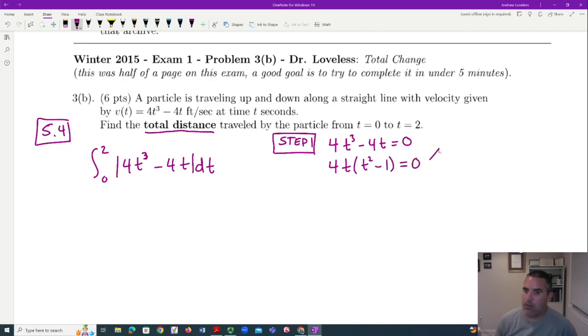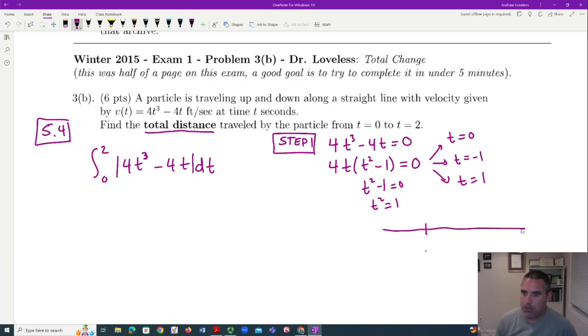And when I look at that, there are actually 3 solutions. t could be 0, that's one solution. Or t squared minus 1 can be 0, which is t squared equals 1, which gives 2 solutions, t equals minus 1, t equals 1. Okay, we were trying to figure out what happened.